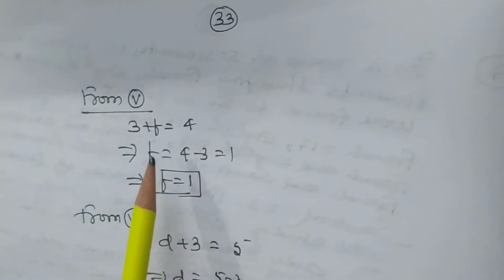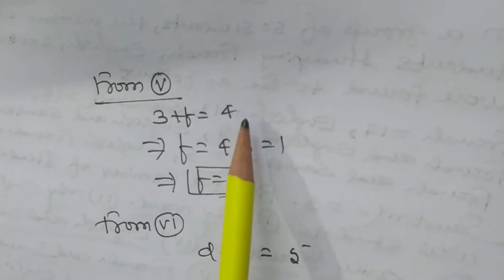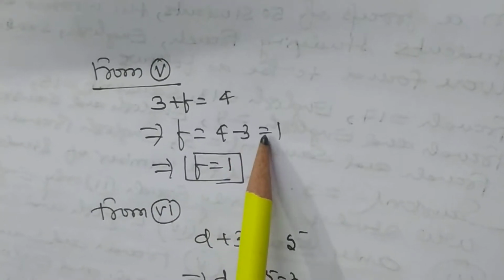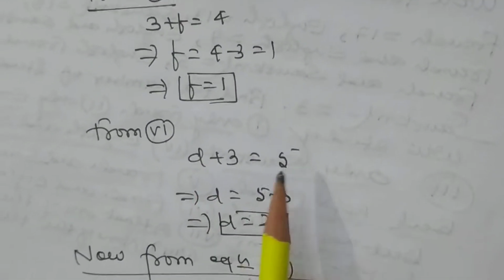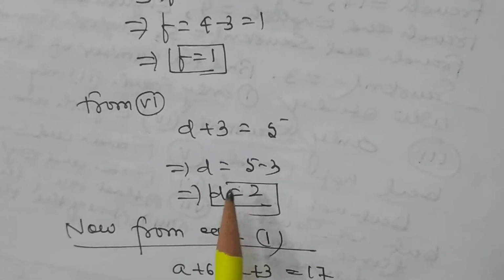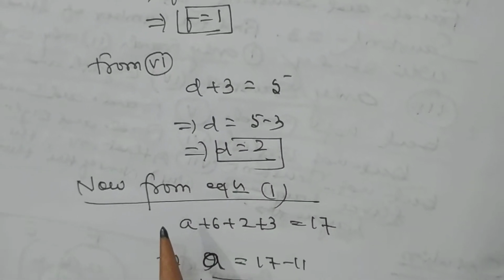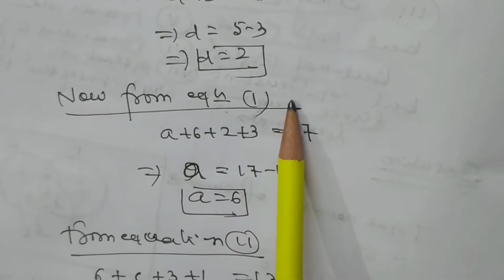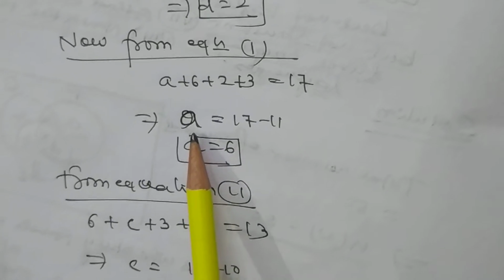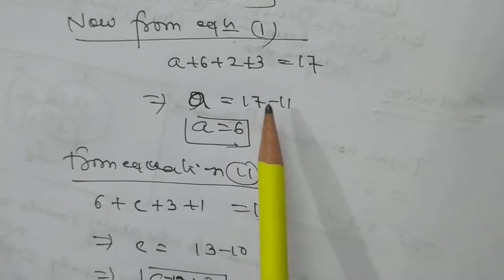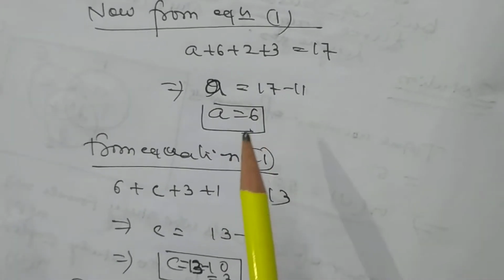From 5, 3 plus F is equal to 4, so F is equal to 4 minus 3, which is 1. From 6, D plus 3 is equal to 5, so D is equal to 5 minus 3, that is D is equal to 2. Now from equation 1, A plus 6 plus 2 plus 3 is equal to 17. So A is equal to 17 minus 11, so A is equal to 6.